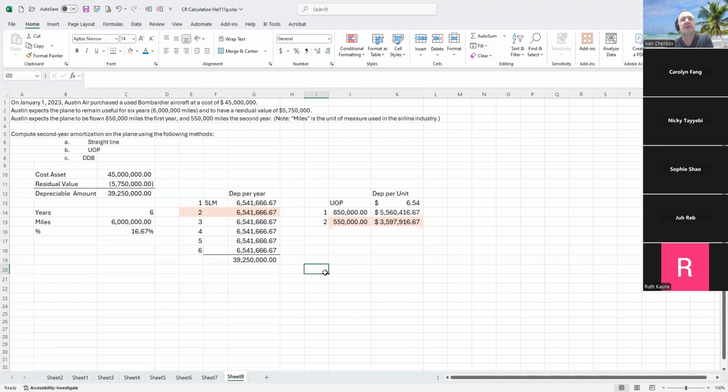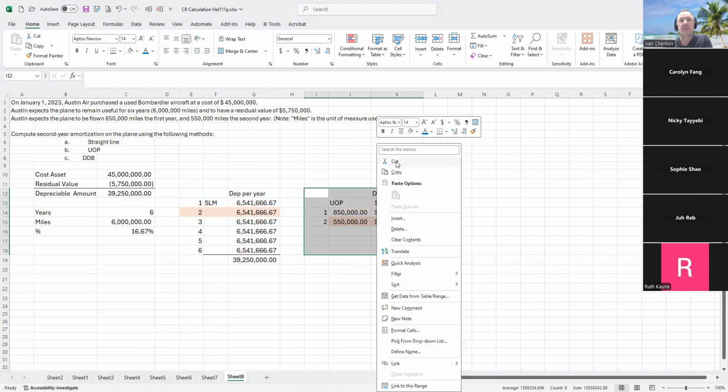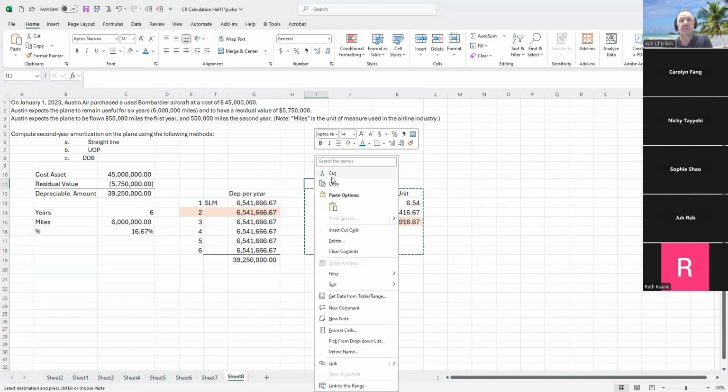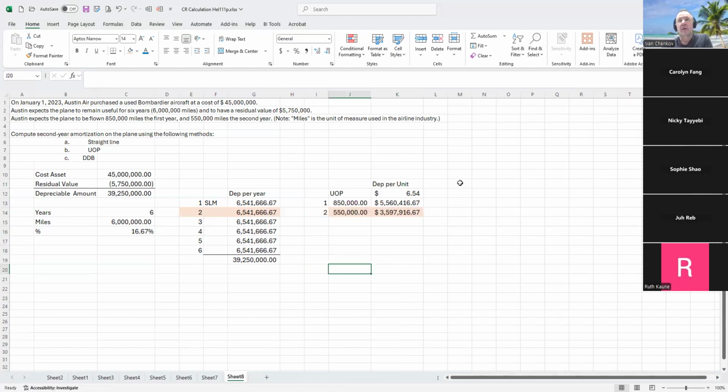And what's the last method that's left? Double declining balance. For the double declining balance, what can we do? Let's get from here, move it to right here. For the double declining balance, we have to use it too, right? So what will be the percentage now?